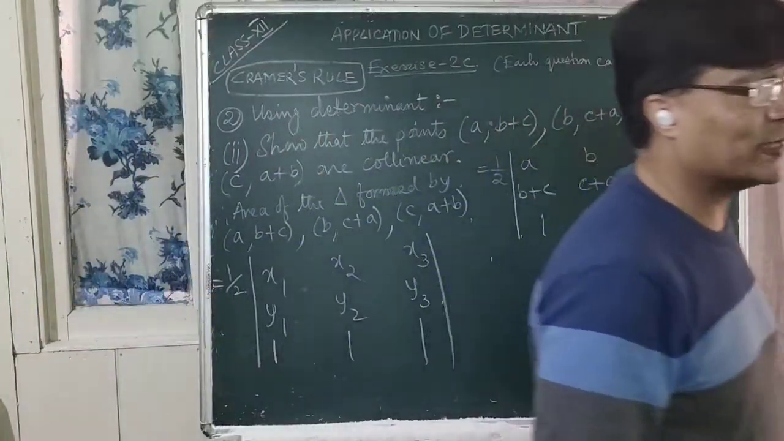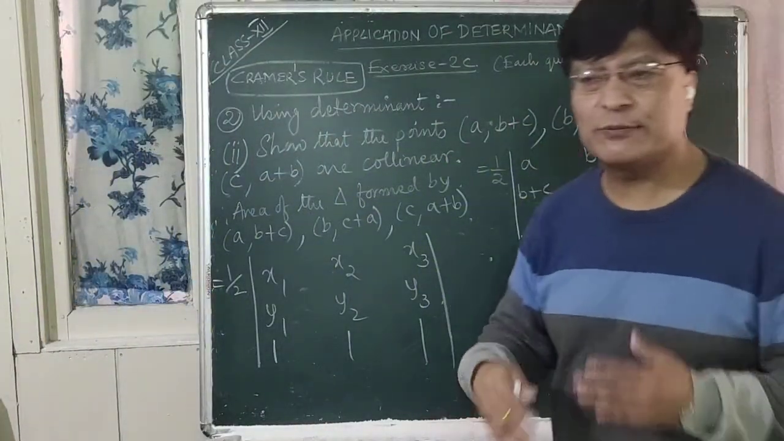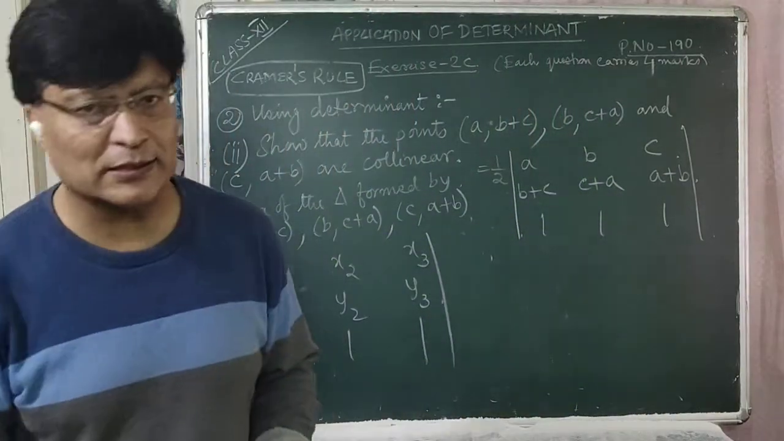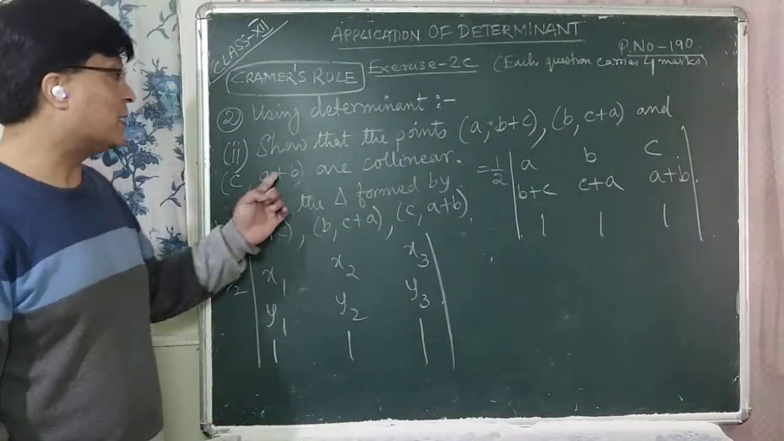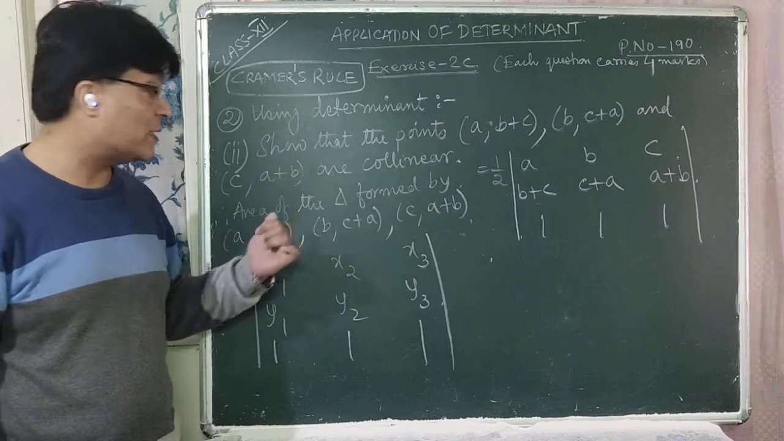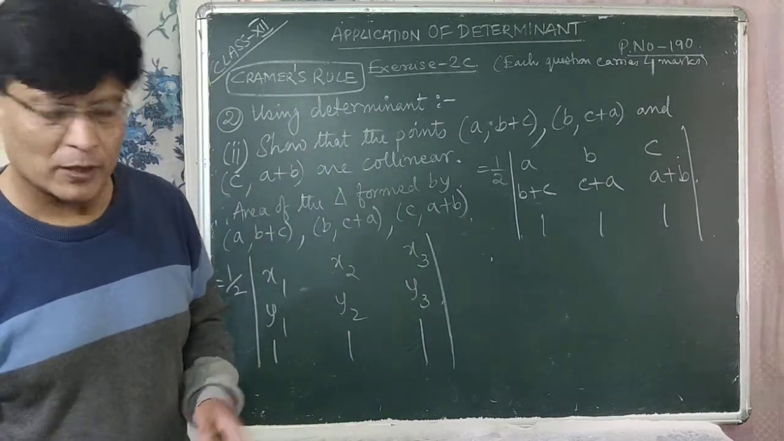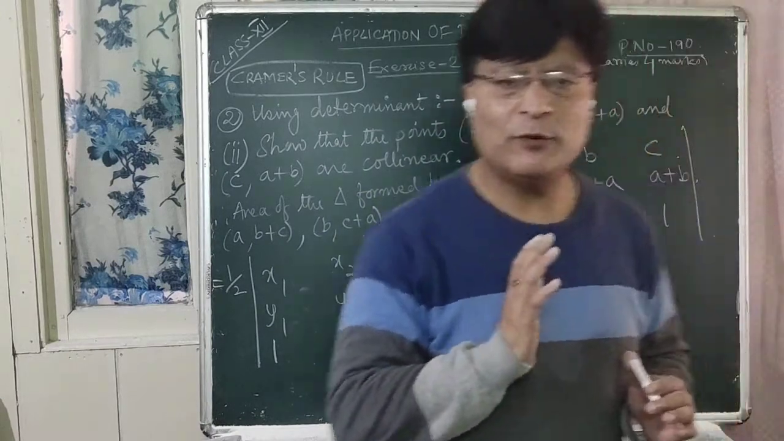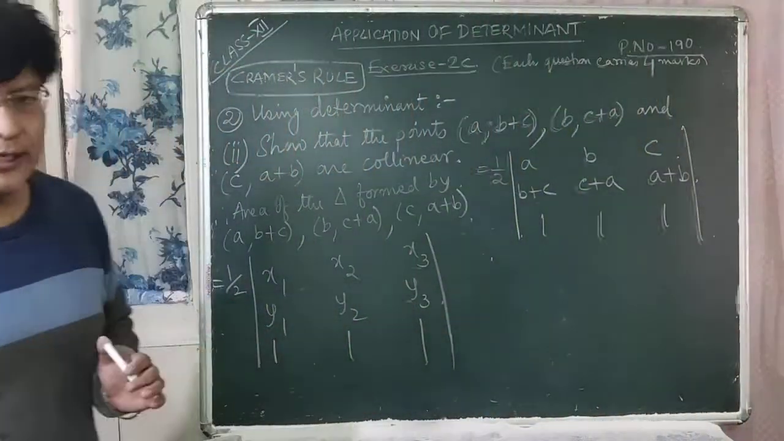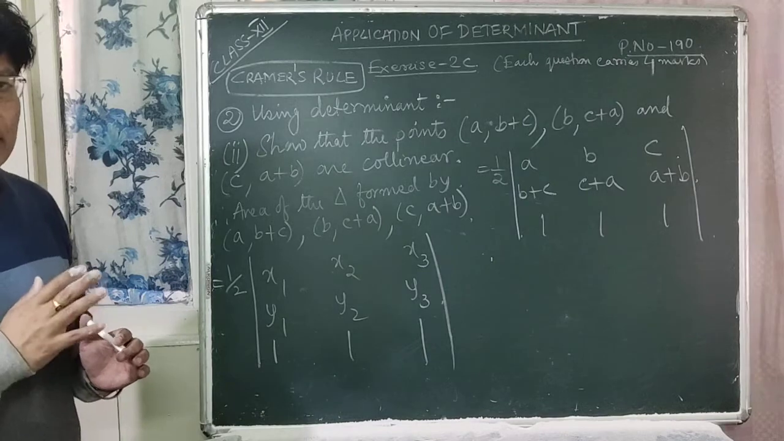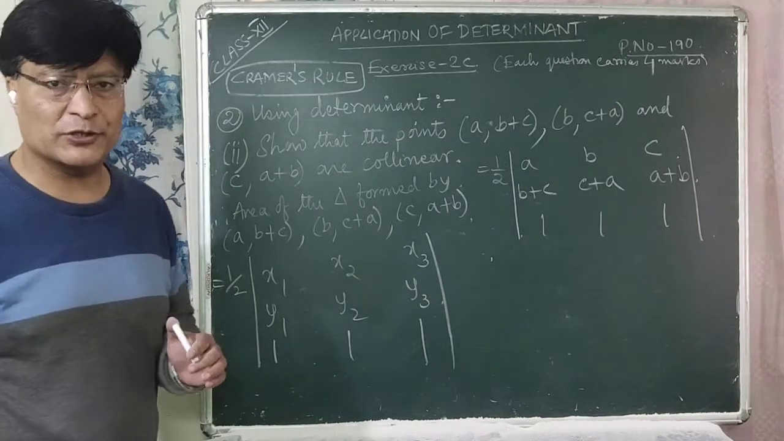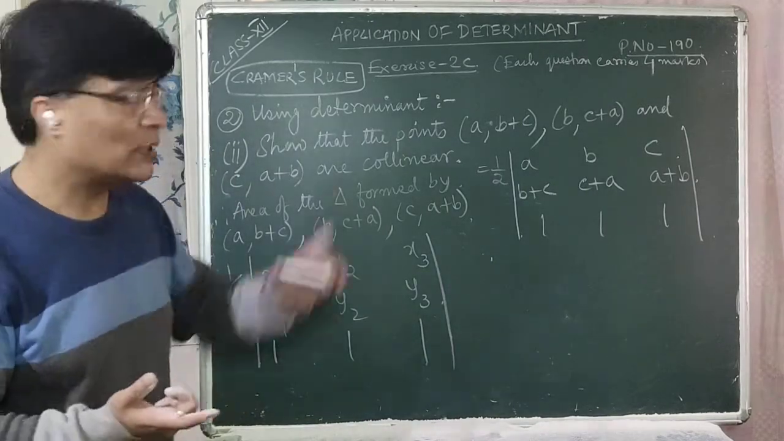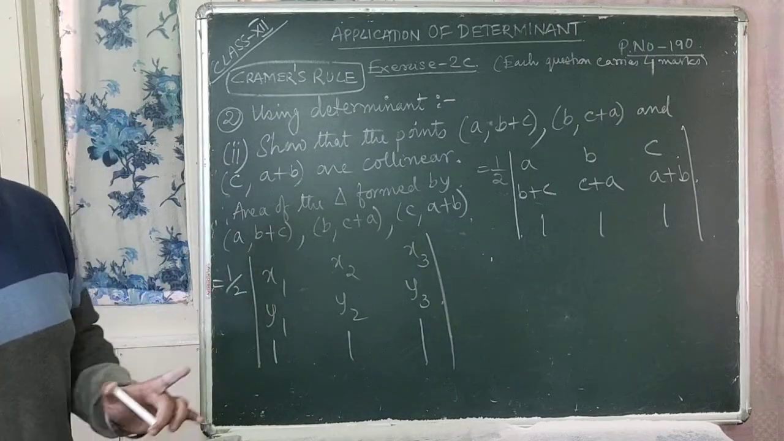You know how to get the value of the determinant using properties of determinant, isn't it? So in this case, you should prove that these 3 points are collinear. That means the area of the triangle should be equal to 0. Always remember that if you want to prove the 3 points are collinear, then you have to find out the area of the triangle formed by these 3 points. That should be equal to 0. Then only you can write down that these 3 points are collinear.